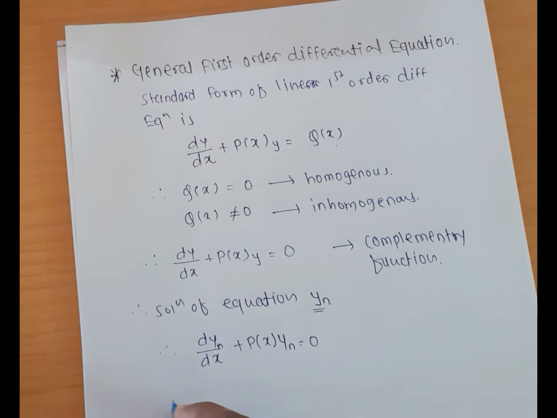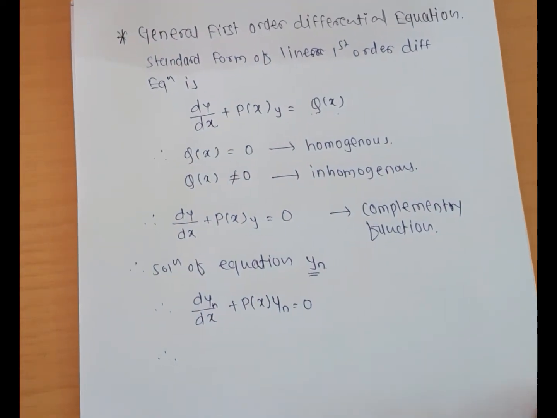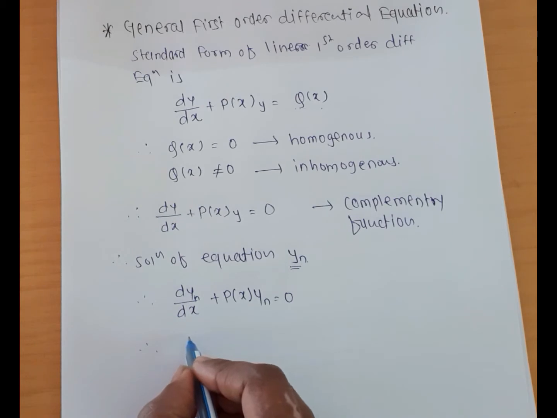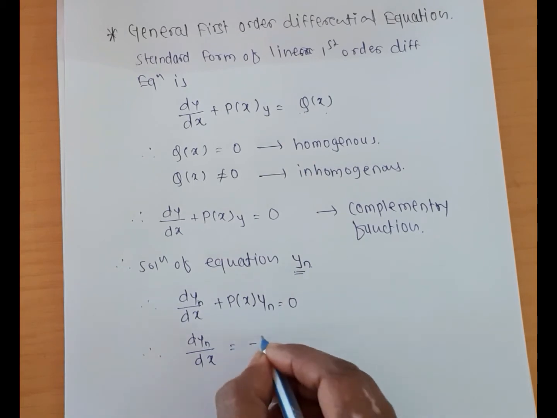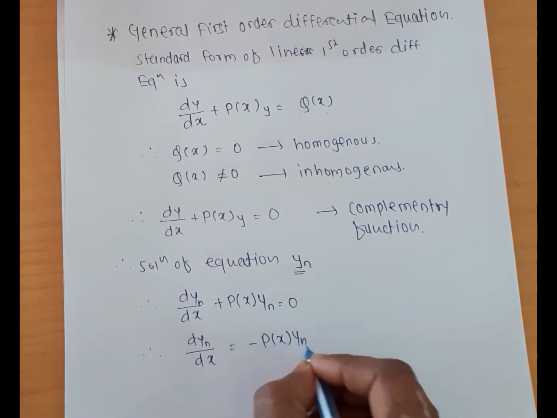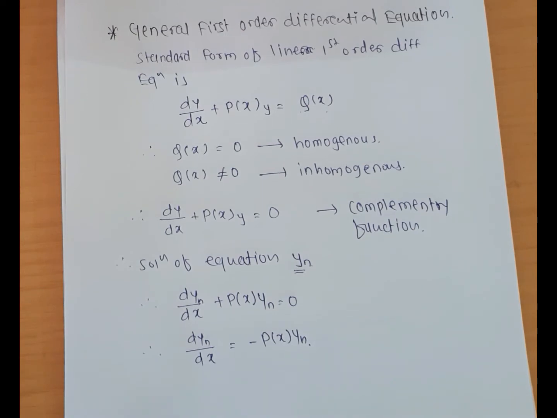So now, this p of x times yn is added here, it goes to the opposite side and will be subtracted. So we get dyn by dx is equal to minus p of x times yn. Here yn is in the numerator, and here also yn is in the numerator. So this yn is multiplied here, it goes to the opposite side and will be divided.